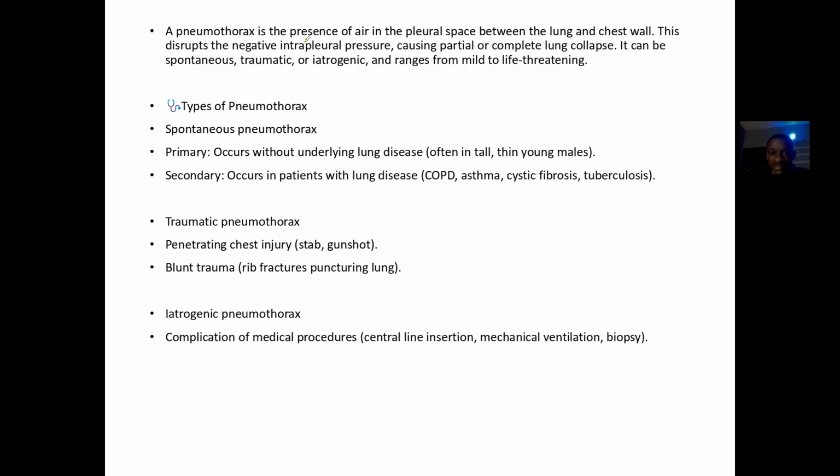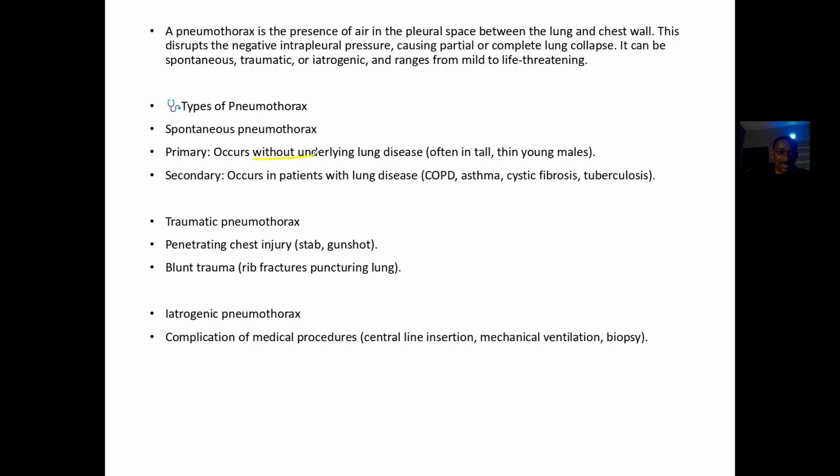So pneumothorax is literally just the presence of air in the pleural space between the lung and the chest wall. This would disrupt the negative intrapleural pressure. It causes partial or complete lung collapse. Do you understand? So, types of pneumothorax, we have the spontaneous pneumothorax.